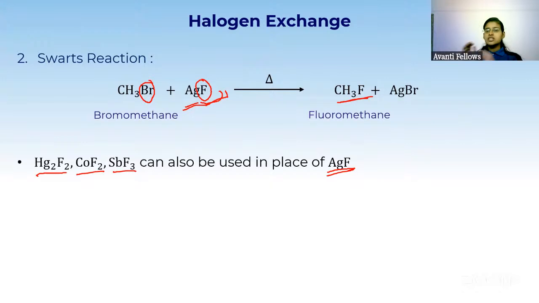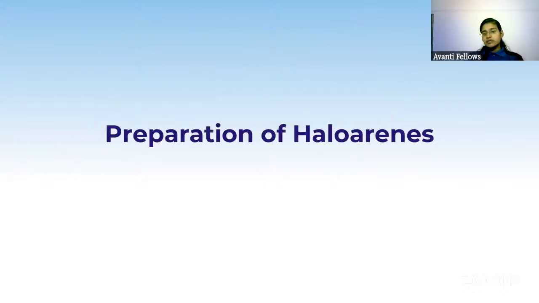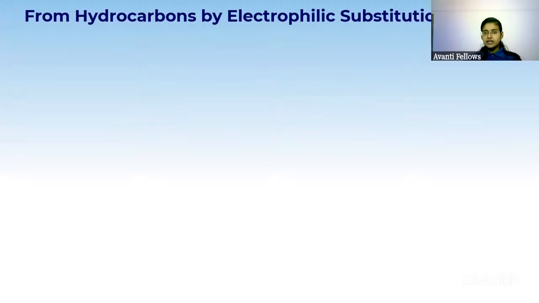Okay. So this is all about the preparations of haloalkanes. There were three preparations: one is from alcohol, second is from alkane, third is from alkenes. And finally, we also studied the halogen exchange reaction. All right. Now let's go into the preparation of haloarenes, aromatic halides. The first method is from hydrocarbons by the electrophilic substitution method.